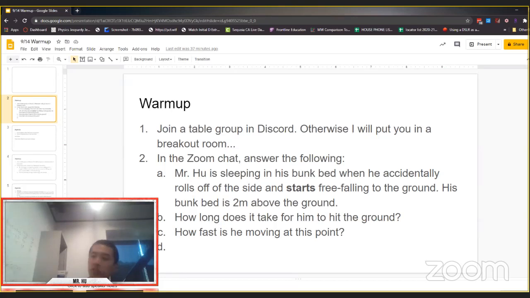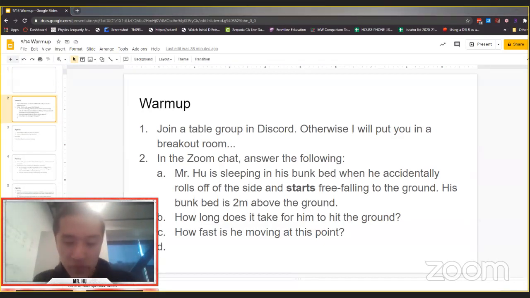In this scenario, the story, me, Mr. Who, sleeping in my bunk bed, when I accidentally roll off of the side and I start free falling to the ground. My bunk bed is 2 meters above the ground, and so I want you to answer the following questions. How long does it take for me to hit the ground, and how fast am I moving at this point in time?